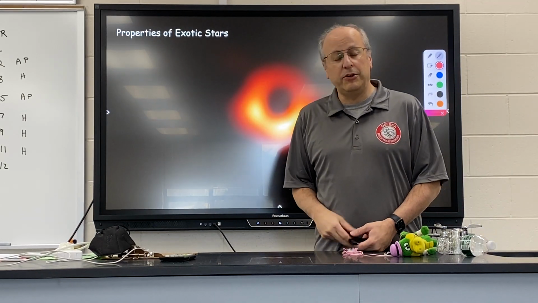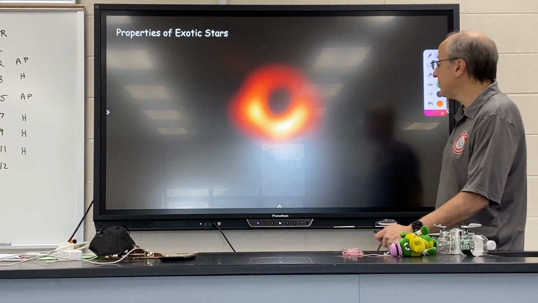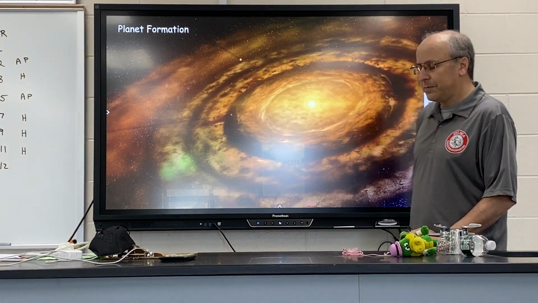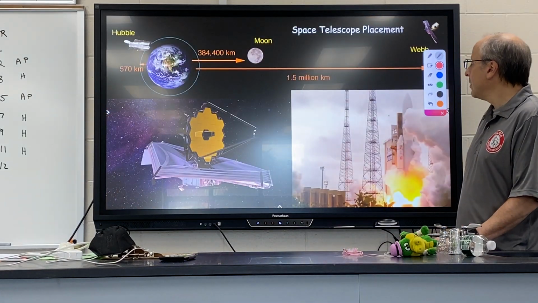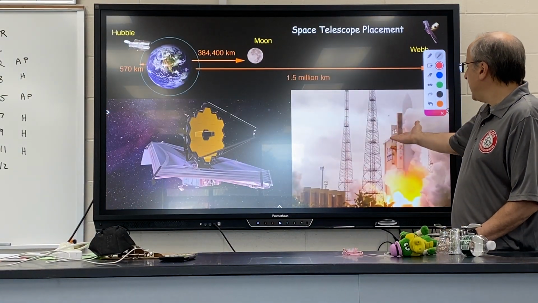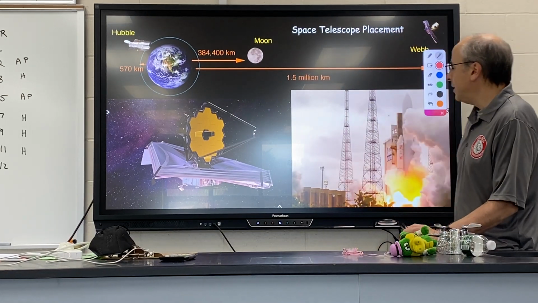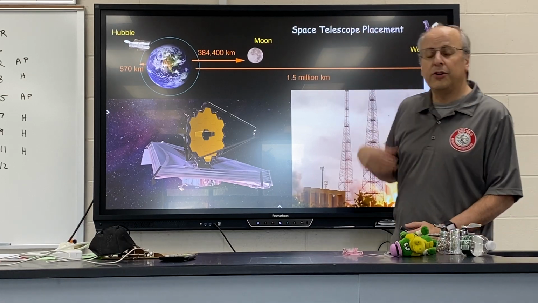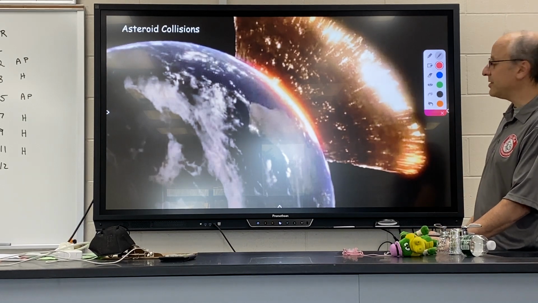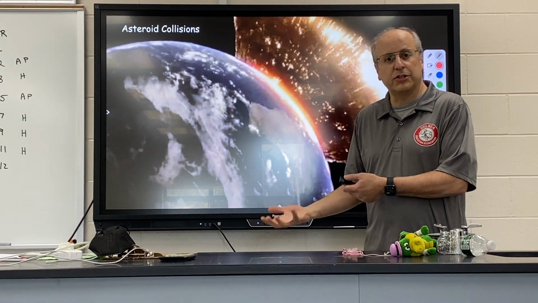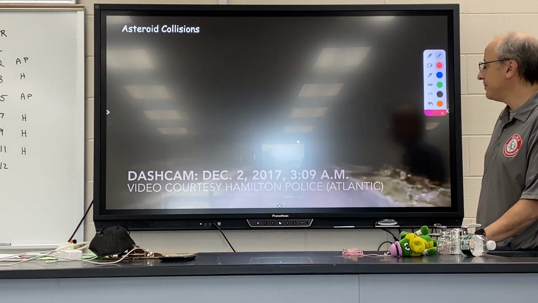We can use these formulas to try and determine properties of exotic stars like black holes. We can use it to help describe and model the formation of planets. We can use it when we're placing the space telescope that we launched pretty recently. If we want to try and calculate what it's going to do, we need to be able to work through these formulas. When we look at asteroid collisions, we can use these formulas to track where the Earth's going to be, where the asteroid's going to be, and whether they are going to hit each other.